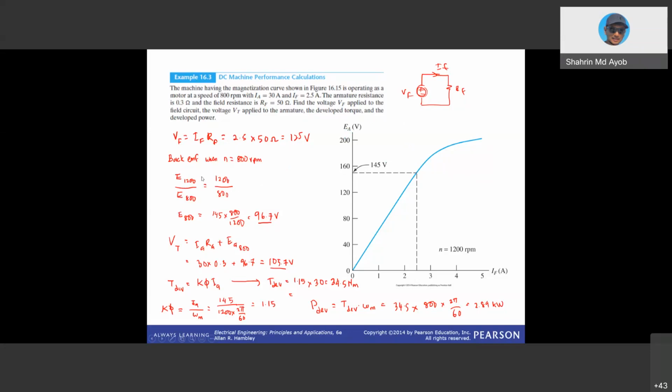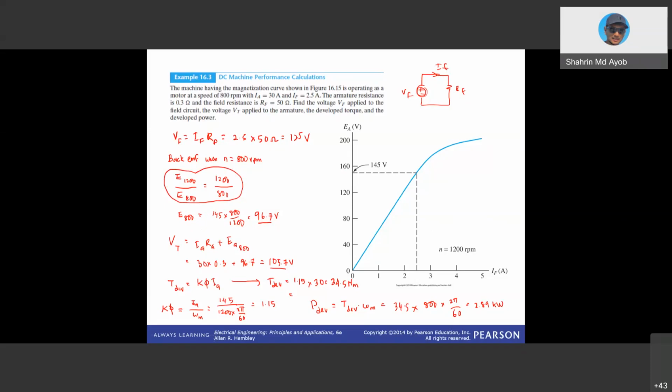So what you need to do is just use the ratio here. We know that for the speed of 1200 rpm, the induced voltage, the back EMF value, is 145. By using this relationship, we can calculate the voltage EA or back EMF at 800 rpm. Based on this, the back EMF at 800 rpm is around 96.7 volt.